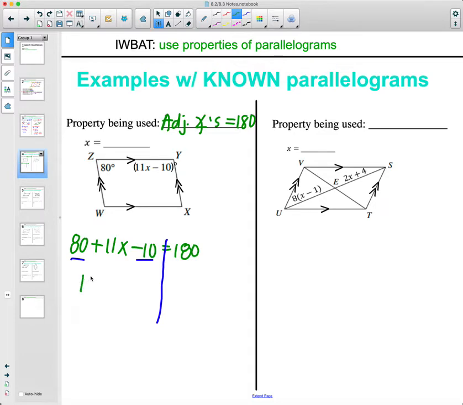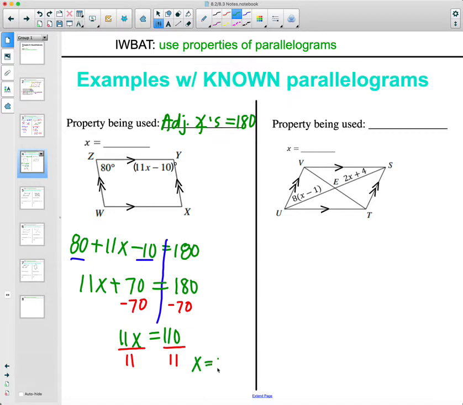This time we have some like terms to add before we get started. So we have just the 11x, and then 80 minus 10 is 70, and then equals 180. The 70 here is a like term with 80, so we'll bring 70 over by subtracting 70 from both sides. So we get 11x equals 110. Divide by 11 to get x by itself, and we will get x equals 10.